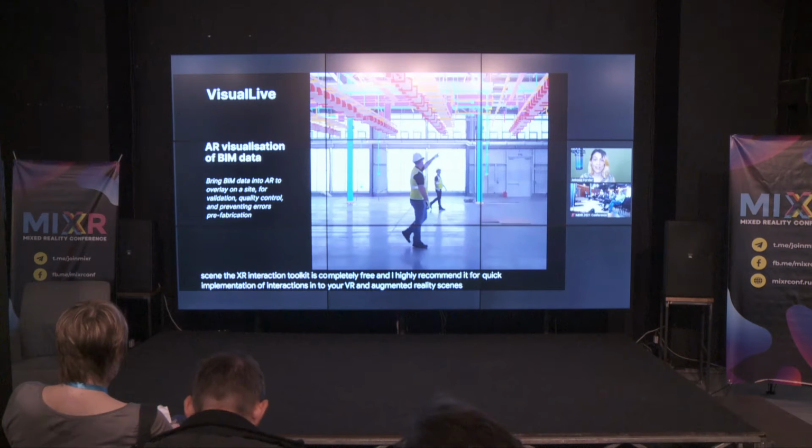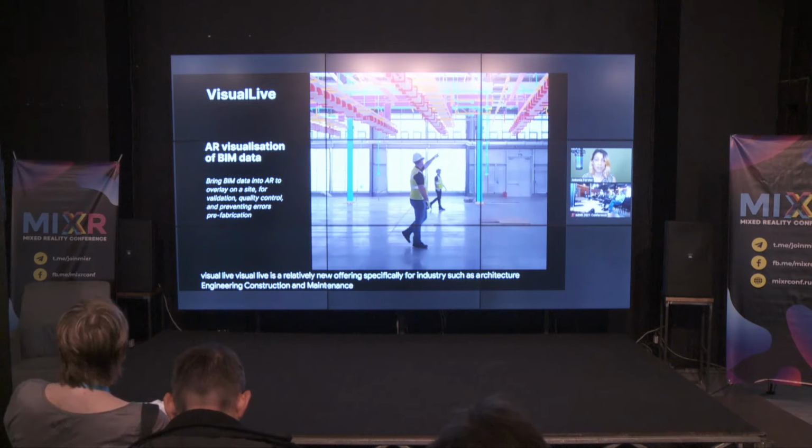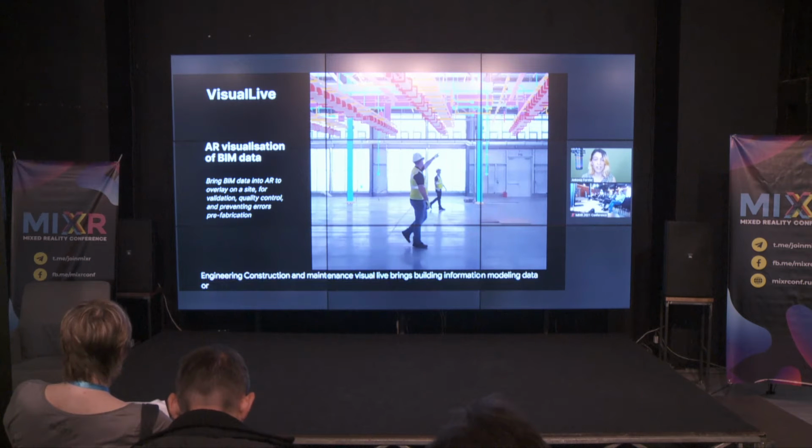Finally, I'd like to introduce Visual Live. Visual Live is a relatively new offering, specifically for industry, such as architecture, engineering, construction, and maintenance. Visual Live brings building information modeling data, or BIM data, into augmented reality, where you can overlay it on a job site. Visual Live has Autodesk Revit and Navisworks plugins, or a web uploader interface.